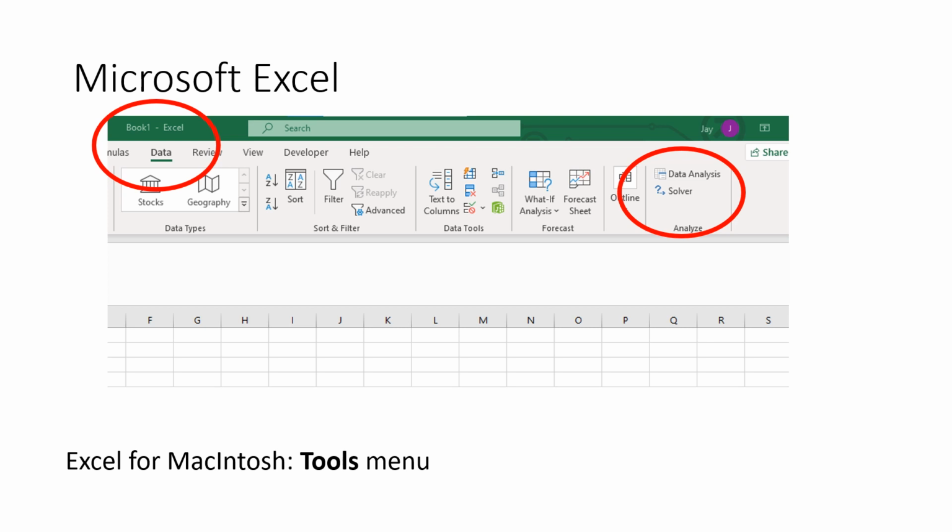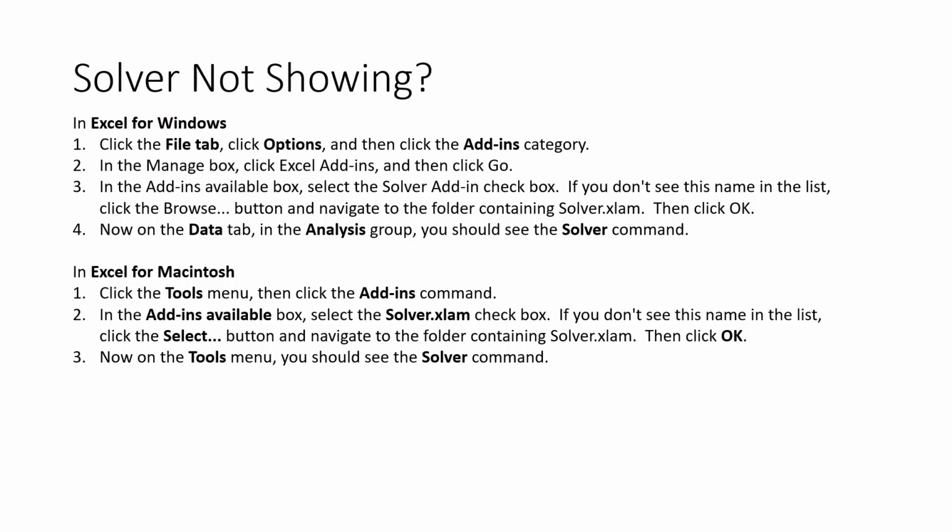It's possible that your version of Microsoft Excel doesn't have it. If it's not showing, this is an add-in that you have to add into Microsoft Excel. So in Excel for Windows, here are the instructions. Under the File tab, click Options and Add-ins, and you look through it and find the Solver command. In Excel for Macintosh, it's the same thing. Under Tools, choose Add-ins. Under the Add-in box, you find Solver. So it has to be added into Microsoft Excel if it isn't already there.